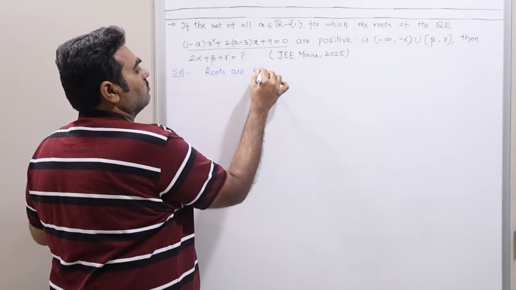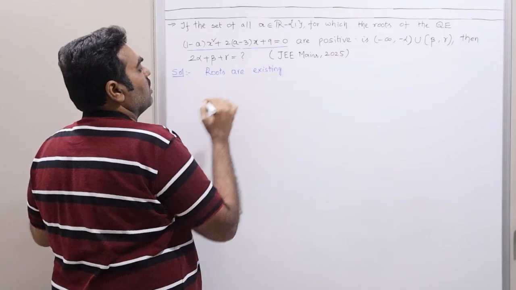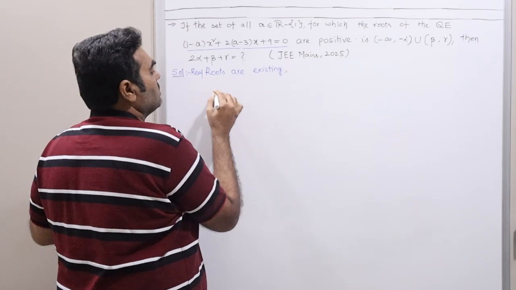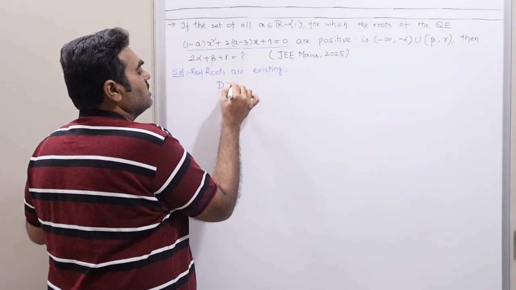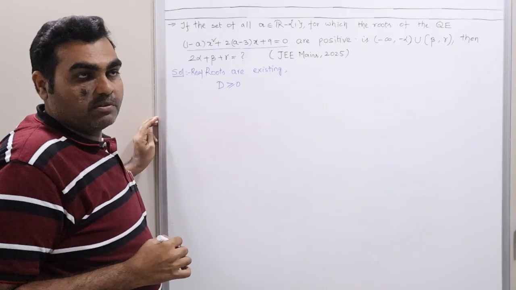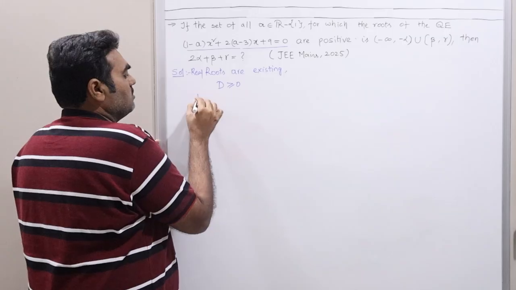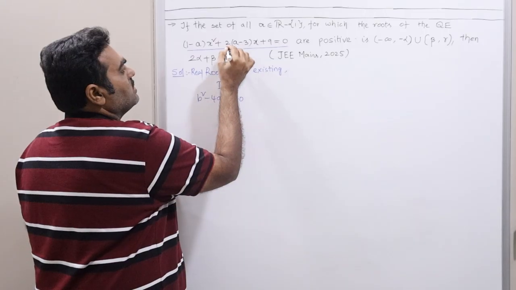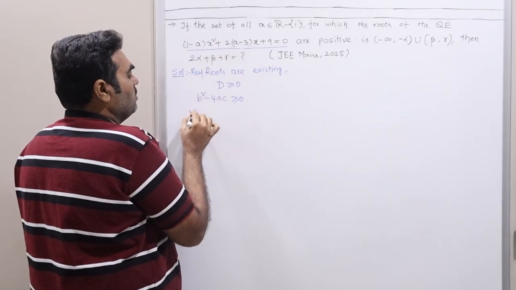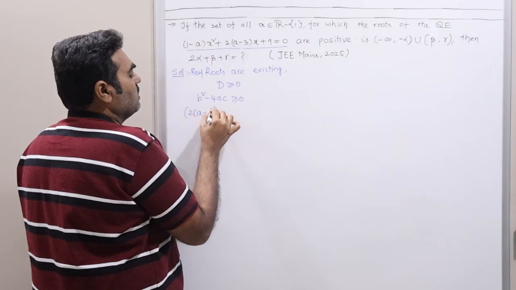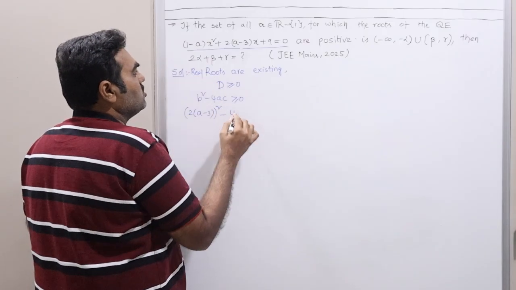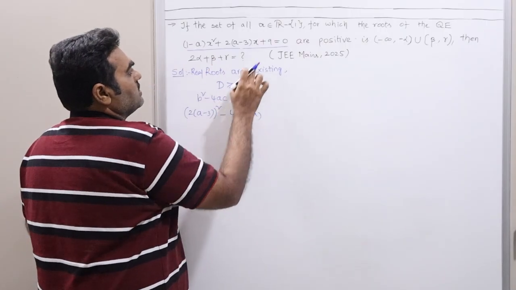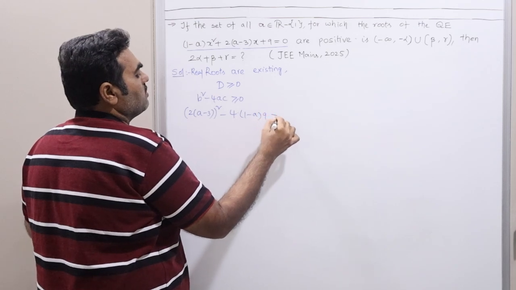So when real roots are existing, this means that D is greater than or equal to 0. The discriminant is greater than or equal to 0, which means D, that is B squared minus 4AC, is greater than or equal to 0. In the given equation, this is B, so 2 into (A minus 3) whole squared, minus 4 into A, which is (1 minus A), and C is 9, is greater than or equal to 0.